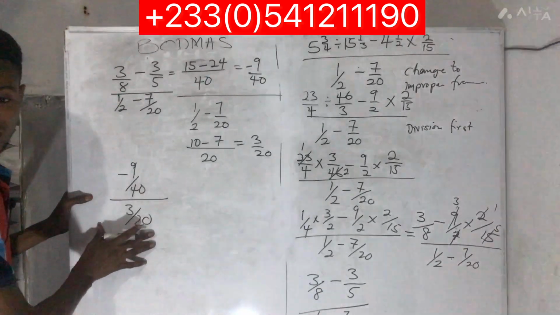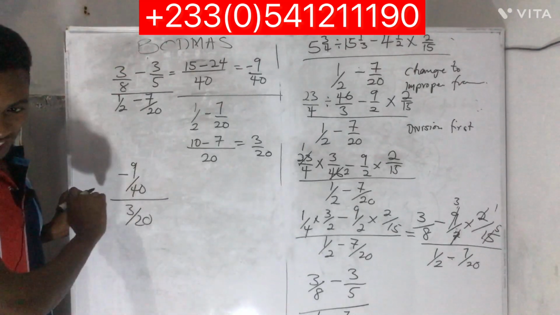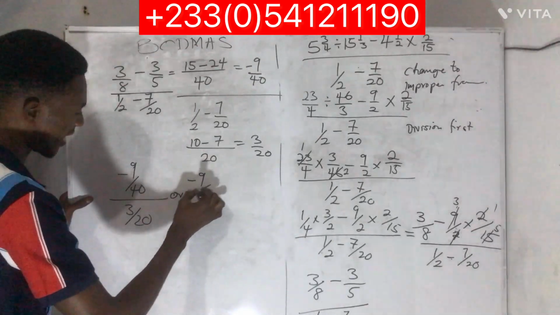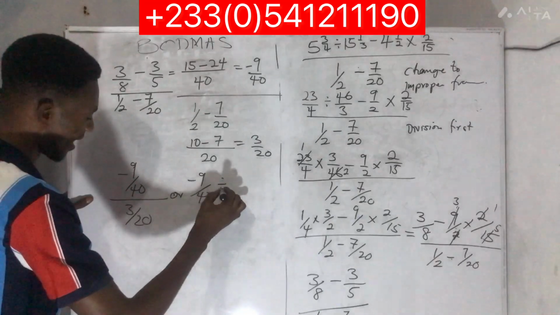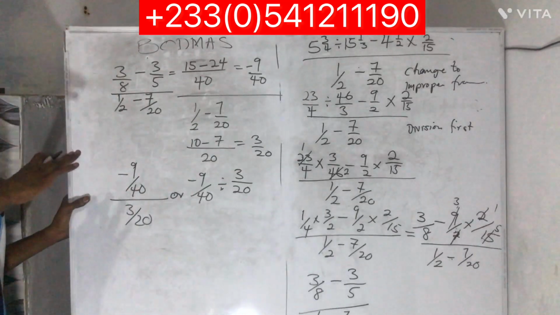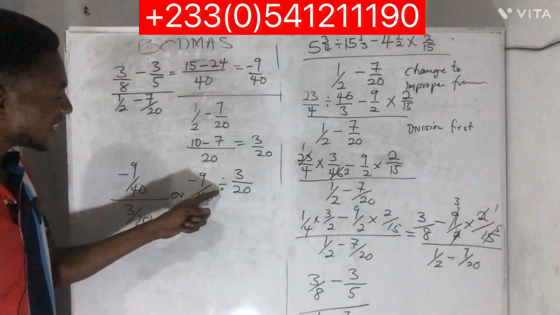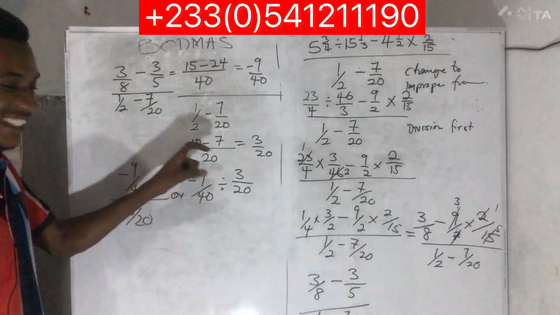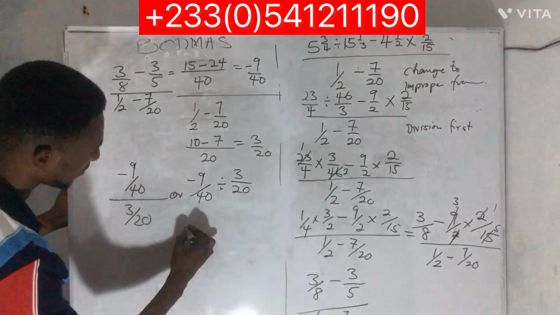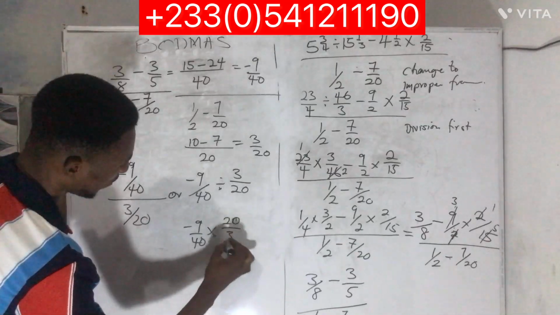20. Do you understand this? Now, do you know that this bar over here is also a division sign? So this can be written as minus 9 over 40 divided by 3 over 20. Are you aware we can write it like this? Now, what did we learn about division? We keep the first one, change the sign, and reciprocate. So that law still applies here. So we have minus 9 over 40 times 20 over 3.